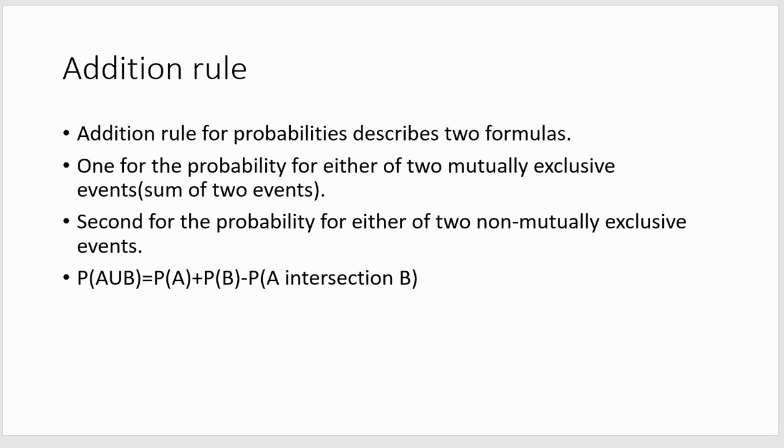Basically, the addition rule is used for two types: one is the sum of two events that are mutually exclusive, and the second is non-mutually exclusive events. For non-mutually exclusive events, the formula is P of A union B equals P of A plus P of B minus P of A intersection B.